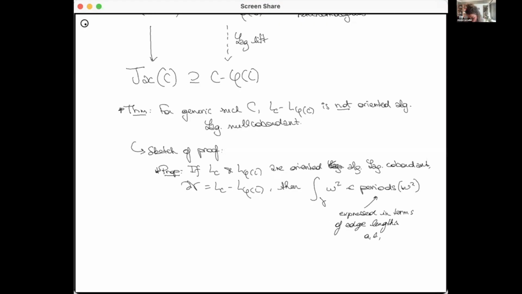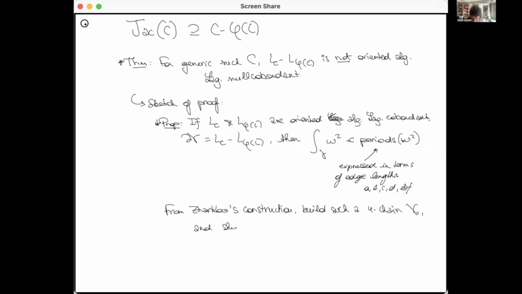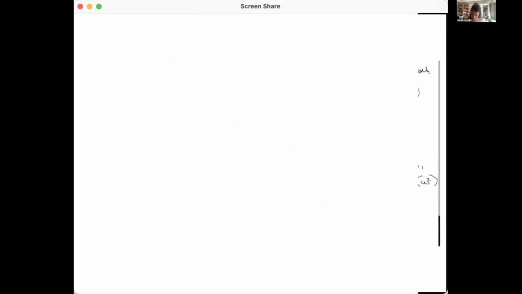So these were A, B, C, D, E, and F. And now, from Zarkov's construction, you can lift Zarkov's construction to build such a 4-chain, gamma 0, say, and show that generically the integral over gamma 0 of omega squared is not in the periods of omega squared. So this is a very rough sketch of the proof.